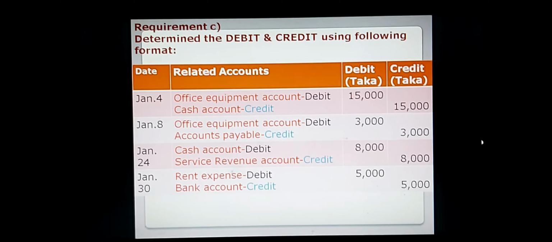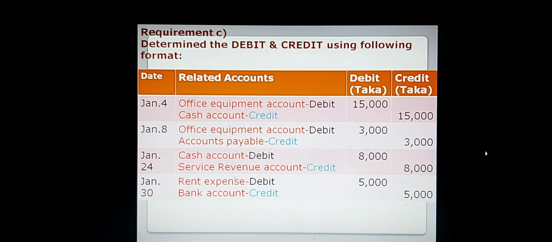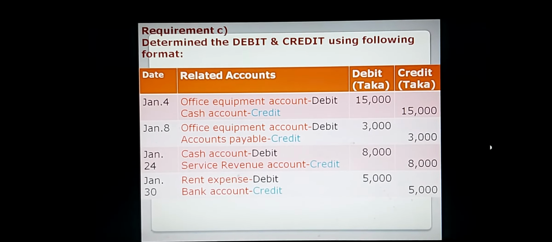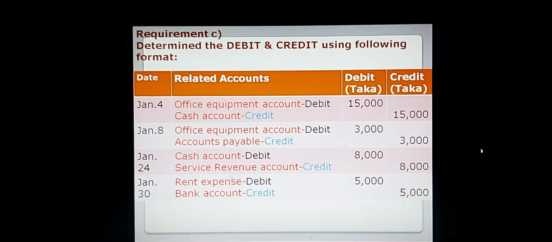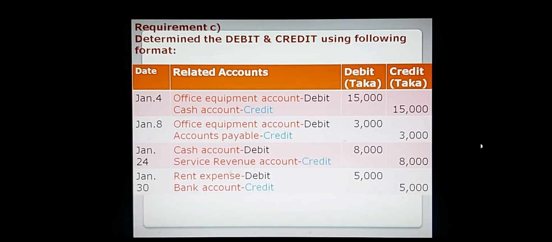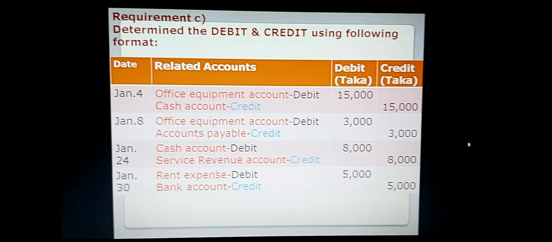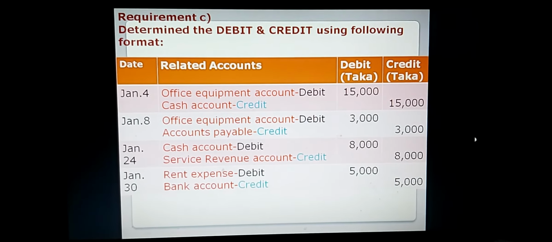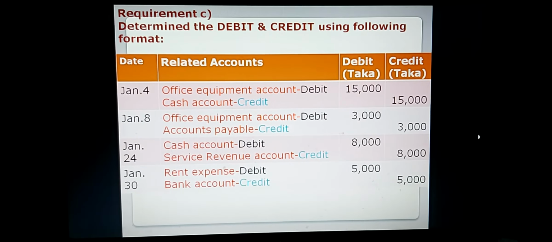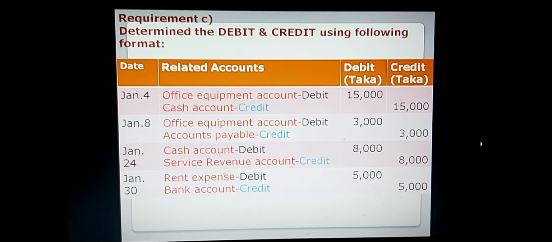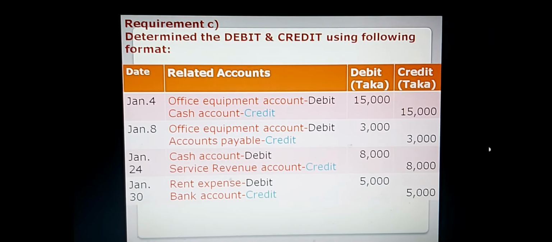Dear learners, I think you have understood requirement C easily. Overall creative question number 2. Dear students, I hope you have written in your copy properly.